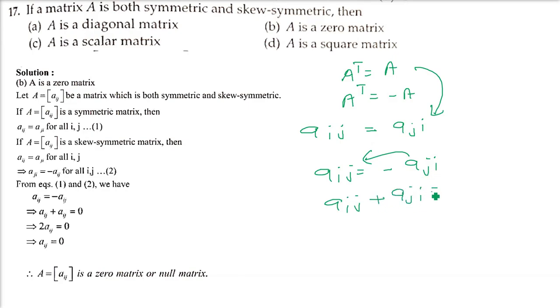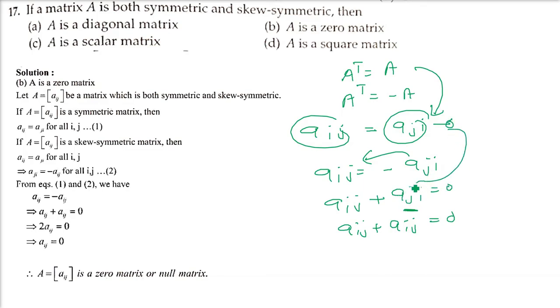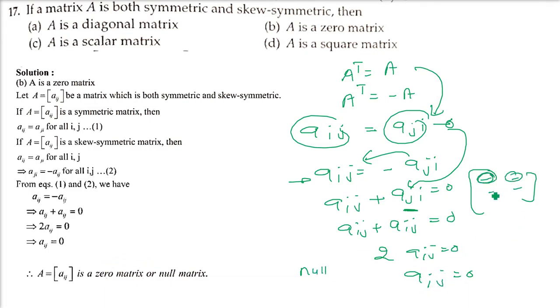But from symmetric, Aij, you can replace it by Aji. So you can replace this Aji by Aij. So Aij plus Aij is equal to 0. That is twice of Aij equals 0. We have utilized it here, okay? So 2Aij equals 0, Aij is equal to 0. Aij equals 0 means all the values are 0, because Aij corresponds to all the values inside the matrix, and it is coming to be 0, right? Just put all as 0. This is a 0 matrix. Answer is A. This is a 0 matrix.